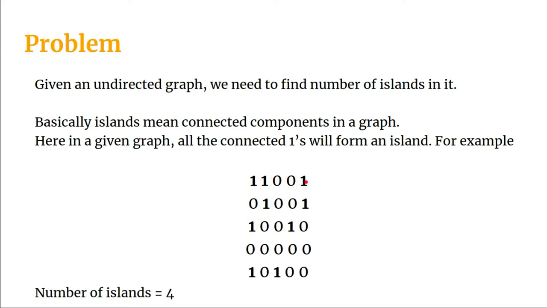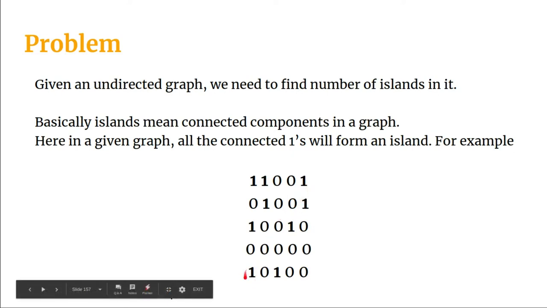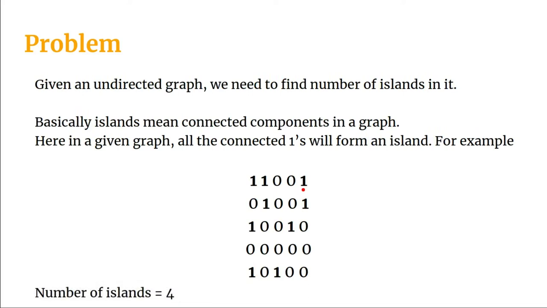Another island here, this one and this one connected. So two, and two more. This one is an isolated island, it does not have any neighbor, and only one single one constitutes an island. And here is another single one that constitutes an island. So in total 1, 2, 3 and 4 islands. So in this problem we will be given an undirected graph, and we'll have to find the number of islands.